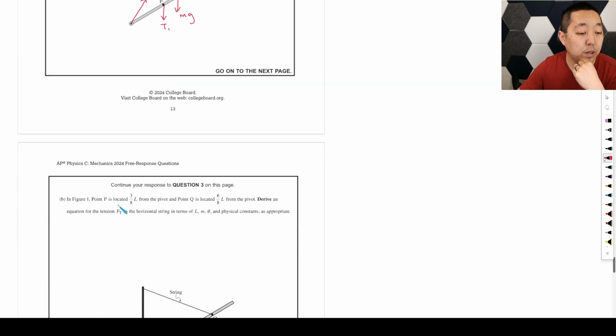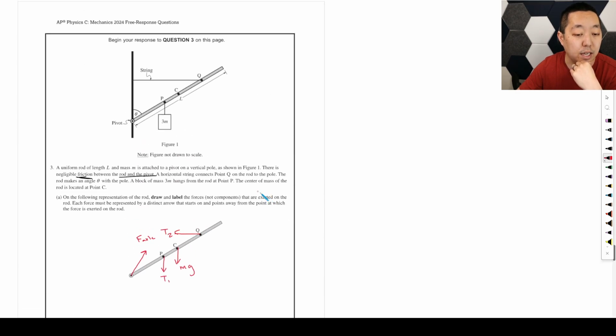In figure 1, point P is located 3/8 L from the pivot. Point Q is located 6/8 L. Derive an equation for the tension in the horizontal string in terms of L, M. Yeah, I think it's just hanging there. There's negligible friction. Actually, sorry, negligible friction. There's no friction. There's no torque here.